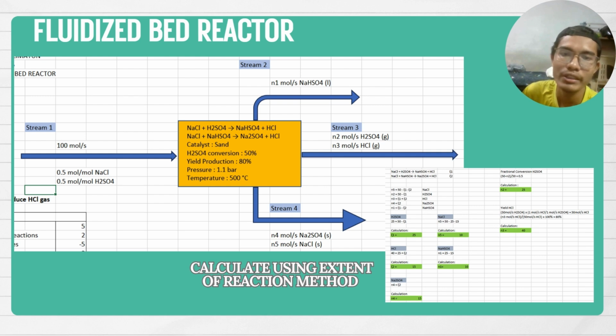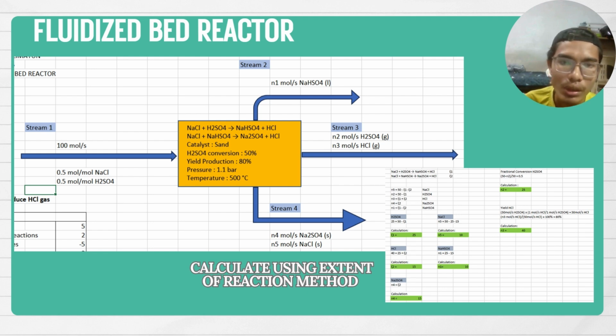Because this reactor has two chemical reactions, we calculate it using the extent of reaction method. As you can see here, for the first equation, NaCl plus H2SO4 equals NaHSO4 and HCl, the value of the extent is 25. And for the second equation, NaCl plus NaHSO4 produces Na2SO4 plus HCl, the extent value is 15.